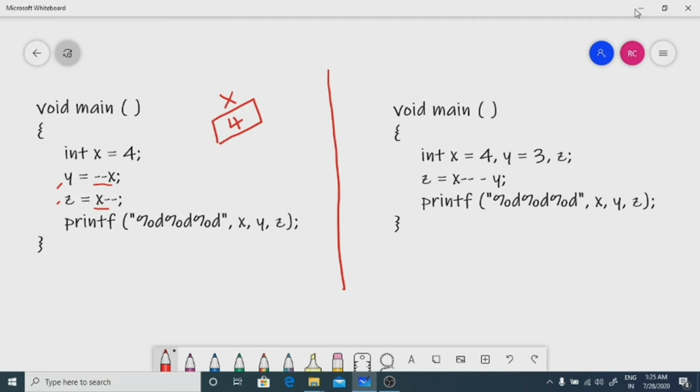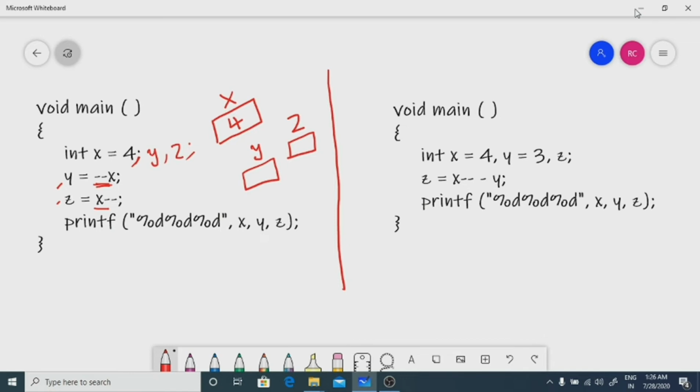Here minus minus is there before x, so it is pre-decrement. Memory will be allocated to x, y and z. It is not only int x here; y is also declared and z is also declared, with a semicolon at the end. So, memory will be allocated to y and memory will be allocated to z.